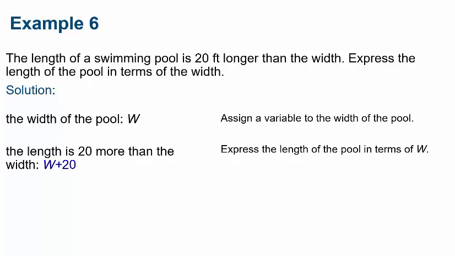So I'm going to define the width of the pool as the variable w. Then it says the length of the swimming pool is 20 feet longer than the width. Well, then that means that the length would be the width, and then more, the length is 20 feet longer, so that tells me addition. The length is 20 more than the width, so that would be w plus 20. So now our length is put in terms of w. So even though I'm looking to find the length and width, it's actually only in terms of one variable, the w variable.